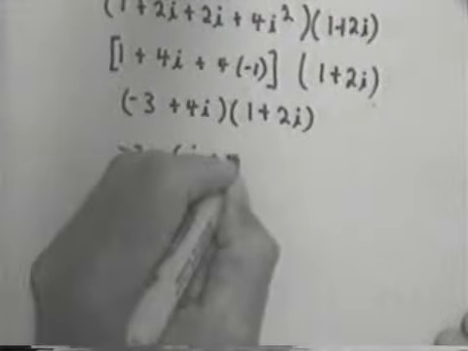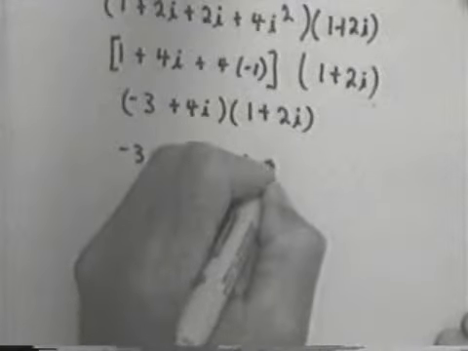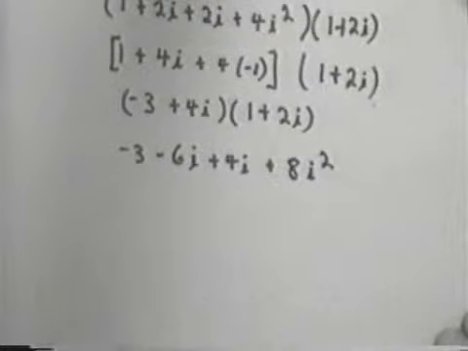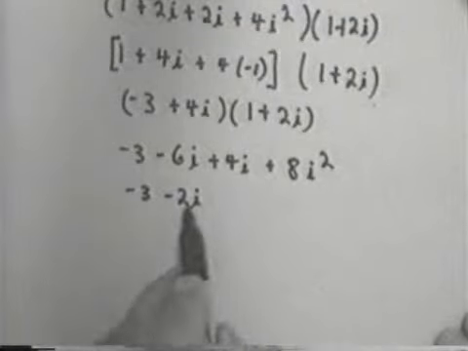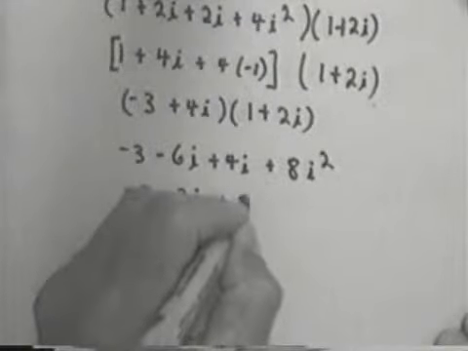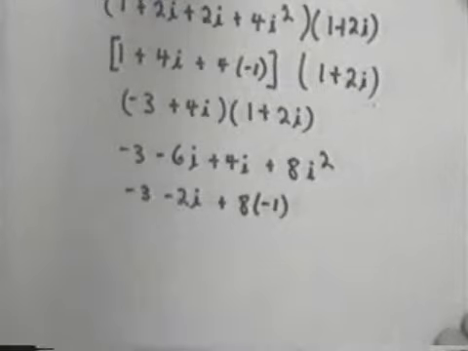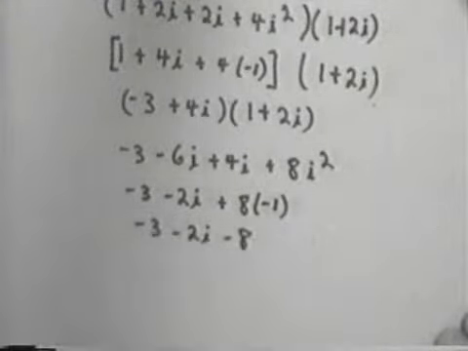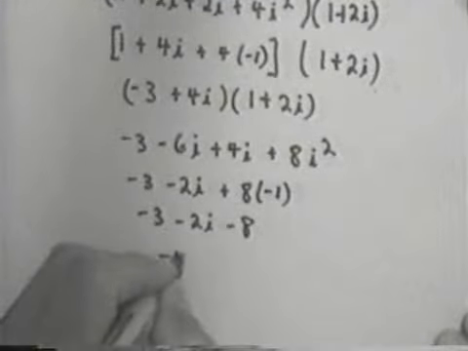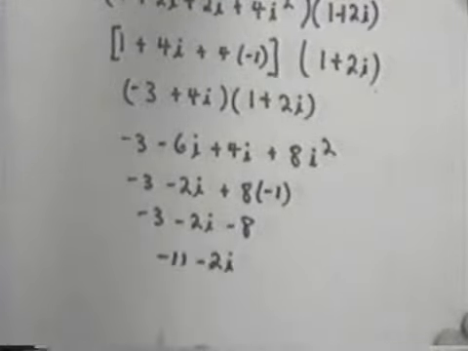Negative 3 times 1 is negative 3, minus 6i when I do the outside, plus 4i when I do the inside, plus 8i squared when I do the last. Negative 3 minus 2i, because negative 6 plus 4 is negative 2, plus 8 times negative 1. Negative 3 minus 2i minus 8, which is negative 11 minus 2i.